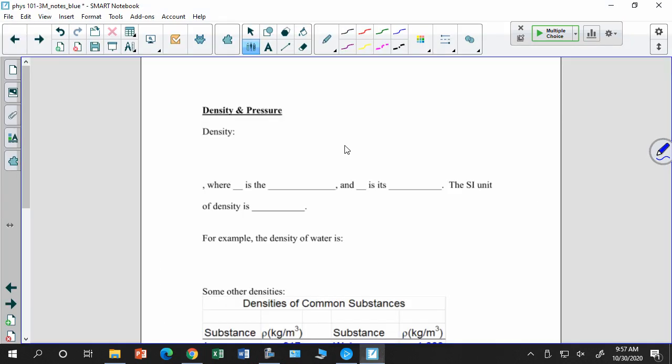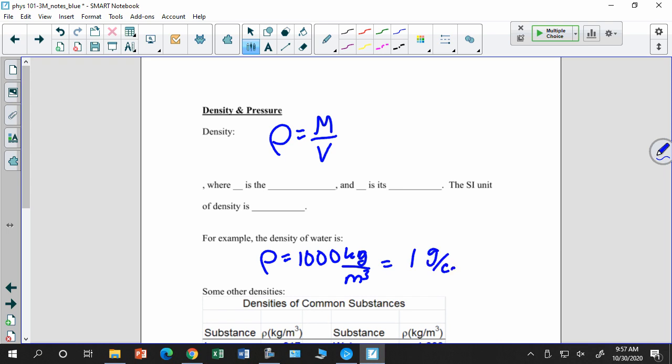Anyway, density is our Greek letter rho, and it's measure mass over volume. You've learned this. You should know this anyway, how to find density. So for example, the density of water is 1,000 kilograms per cubic meter. That's a good number just to know, that in 1 cubic meter of water, that's a mass of 1,000 kilograms. By the way, this is also equal to a gram per cubic centimeter. That in just 1 little cubic centimeter of water, that's equal to a gram.